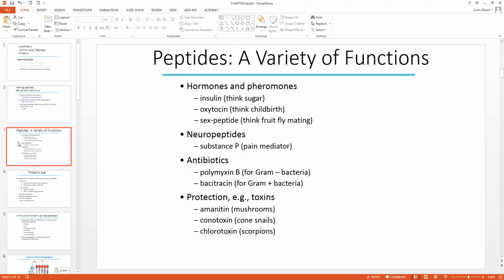And if we think about all the different places where we find peptides, we're going to see them as hormones or pheromones, so if you think about insulin or oxytocin or sex peptide. If you think about neuropeptides, so substance P as a pain mediator, or antibiotics, or for protection, say for example toxins like amanitin, or conotoxin, or chlorotoxin. These are all examples of where we find proteins.